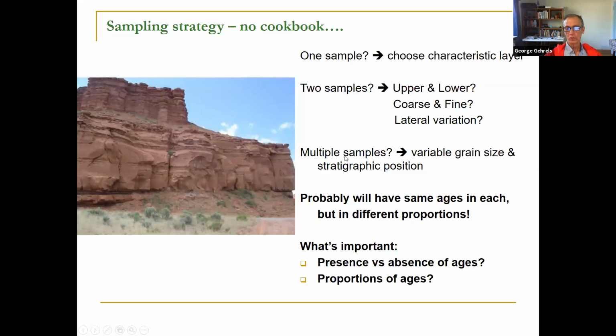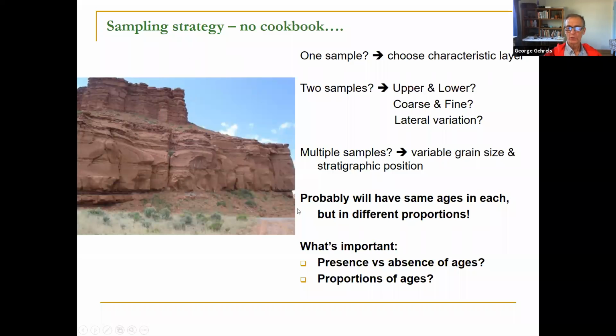Well, why stop at two? Let's do lots. Let's do all of these, upper, lower, coarse, fine, lateral. Let's really characterize this. And of course, it would be great if you could do that for every study, right? Just do lots and lots of samples for every layer. We're still in the discovery world of detrital zircon geochronology. There's not that many studies where people are doing that, collecting lots and lots of samples from the same layer. That probably is on the horizon.